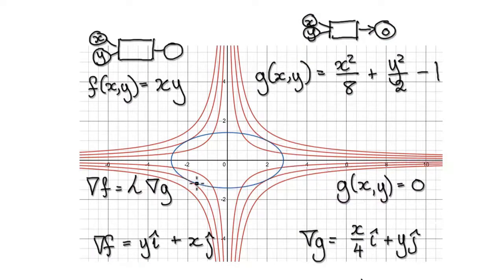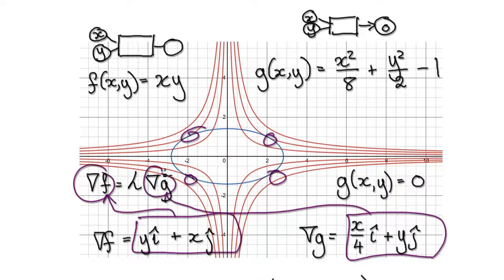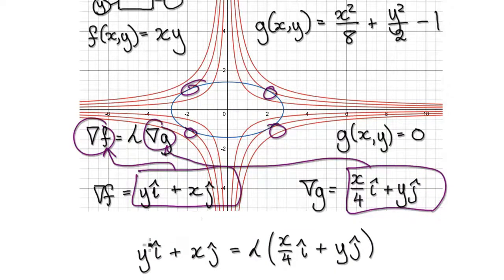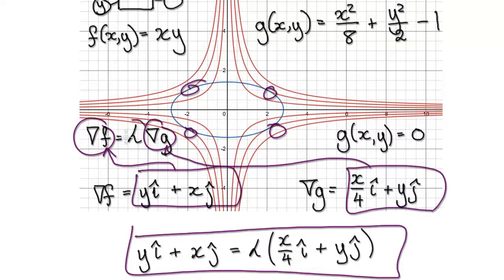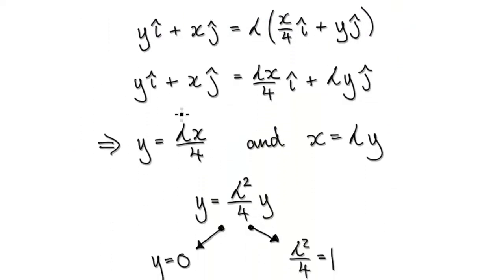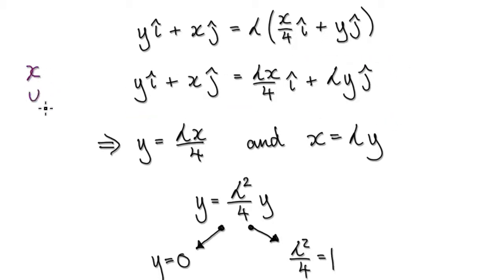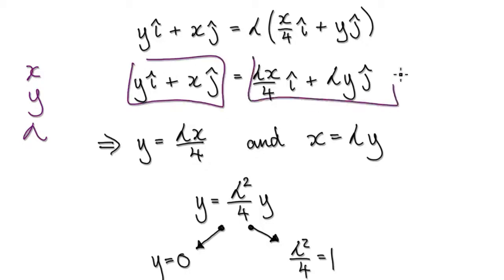So to locate these 4 points, we would put this into here, and then put this into here. So that will then give us this thing here, where lambda is this thing here. So now multiply that out. That will then give us this thing here. So we're trying to find x, y, and lambda in such a way that this side equals this side.